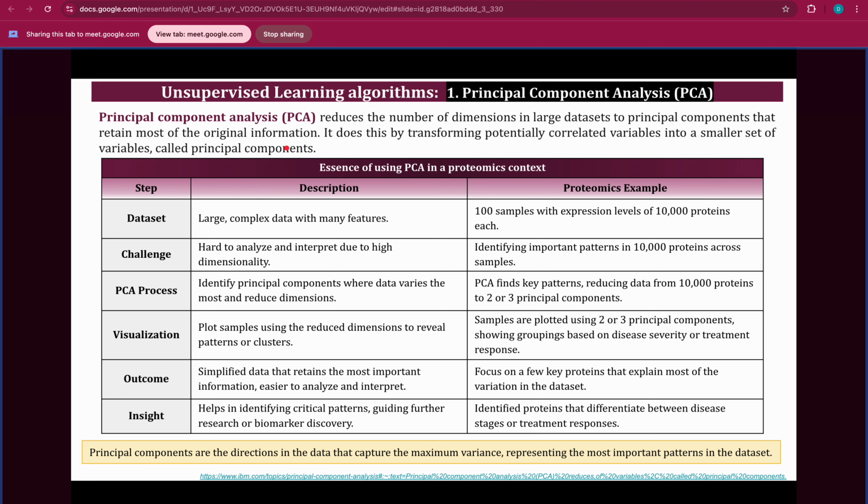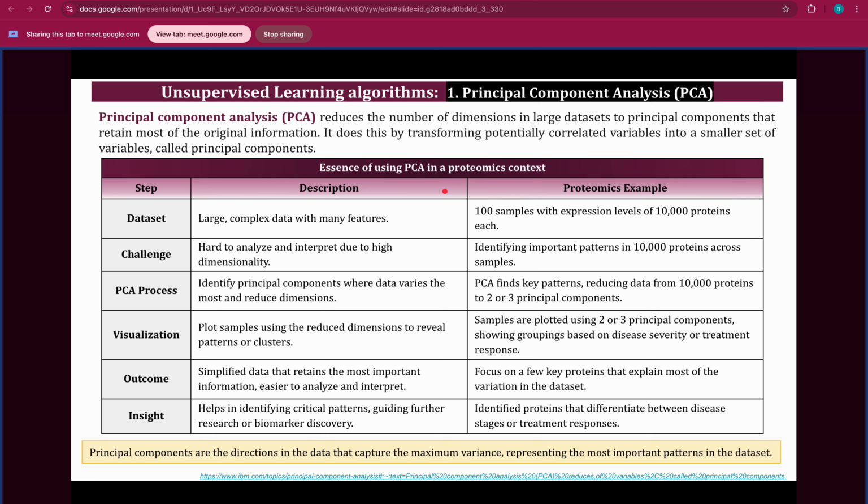Now let's talk about principal component analysis. It reduces the number of dimensions in large data sets to the principal components. Principal components are also dimensions, but these are reduced dimensions. It does this by transforming potentially correlated variables into a smaller set of variables called principal components.